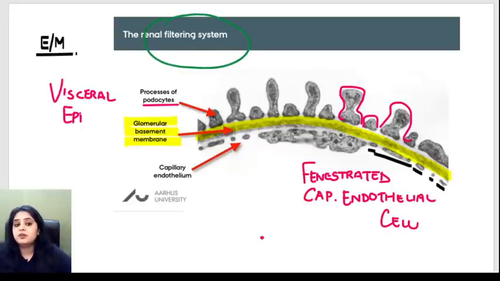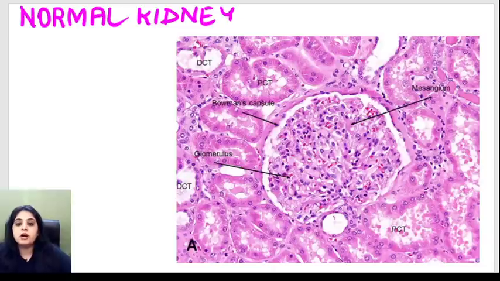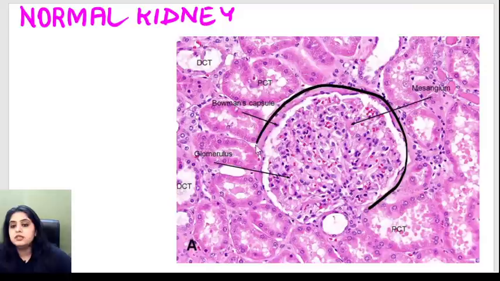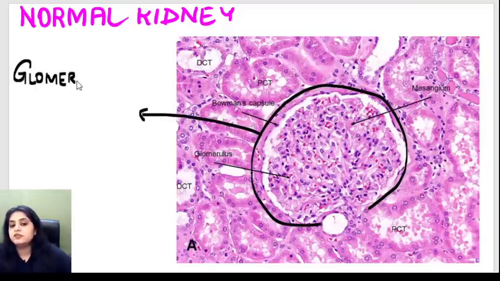And now things become a lot easier. So this is electron microscope. How about looking at a light microscope of the kidney? So what do we have over here? This really round structure out here is referred to as a glomerulus. And obviously the glomerulus will be lined by this outer capsule. You know it is a Bowman's capsule.